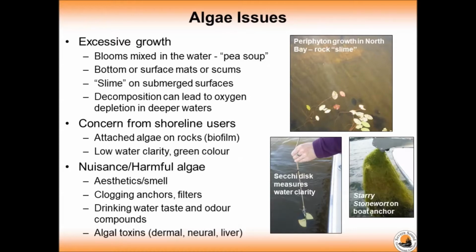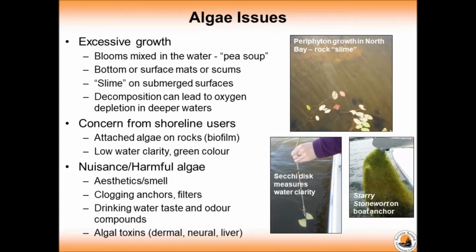And excessive algae growth can lead to oxygen depletion. When the algae dies and decomposes, that process uses up oxygen, which can be a problem in deeper waters, especially for cold water fish that can't stay in those waters due to low oxygen. There's concern from shoreline users also, so attached algae on rocks, for example, can make surfaces very slippery. Low water clarity and just a nasty green color is not very nice looking to swim in. And then we can also have specific nuisance or harmful algae that can cause particular problems.